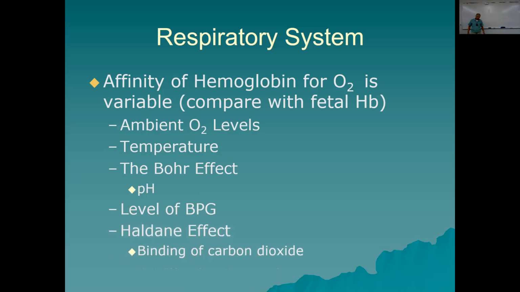Then the Haldane effect. Binding of carbon dioxide. Remember, carbon dioxide also binds to hemoglobin. It's one of the ways carbon dioxide is carried in blood: 23% is carried bound to hemoglobin. The more carbon dioxide that binds to hemoglobin, the less oxygen can bind. Right? So in the tissues, there's lots of CO2. It's coming in, binding to hemoglobin, reducing the bond between hemoglobin and oxygen, and more oxygen comes off. So you see, in all those conditions, the lungs are the exact opposite.